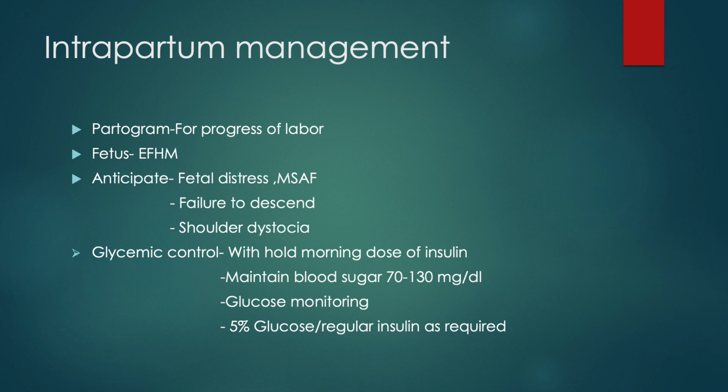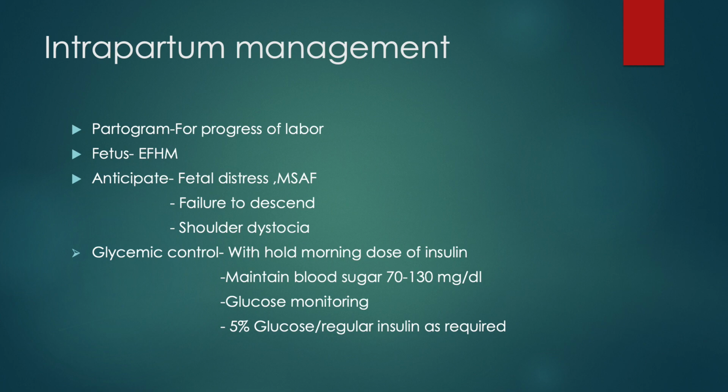And you have to repeat the blood glucose level every 2 to 4 hours and maintain it within the range. If it is going below 70, we have to add 5% dextrose, or if it is going above 130, we have to give regular insulin so that the blood sugar is within the normal range. And you have to also check the urine for any ketone bodies.